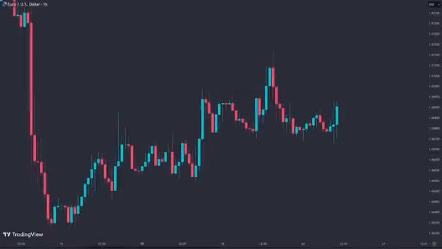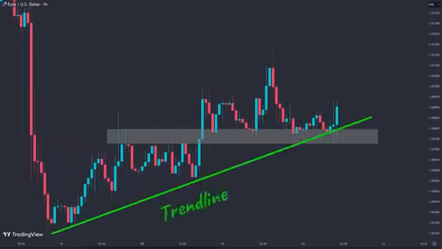Here, on the Eurodollar 1-hour chart, we can identify a major level of market structure that has acted as support and resistance multiple times. Also, we can draw an obvious trend line by connecting the swing lows. The intersection of the trend line and the support zone is an important level because many eyes are waiting to enter a trade in this zone.